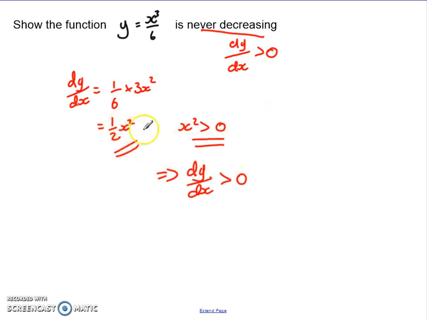The only exception is when it's equal to 0, but then it's not actually increasing or decreasing. It's stationary, it's not moving. So we can take that into account as well. It doesn't worry about that. But if we ever go to a negative value, it's still going to come out positive because we squared.